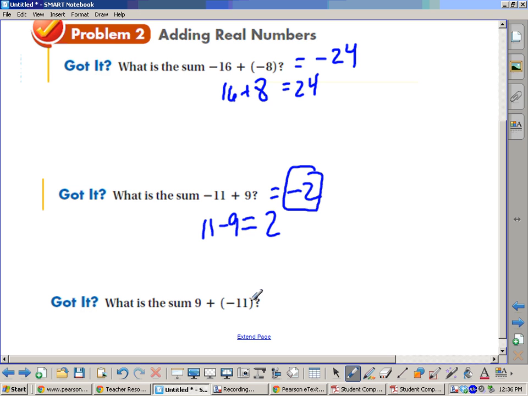9 plus -11, well, that's the same thing as the problem we just did. We would subtract to get 2. It's different signs, we're going to subtract them. And since -11 is larger, our answer is -2. So these two problems really were the same thing, because the commutative property allows us to add things in different orders. That's what we learned in the last lesson.